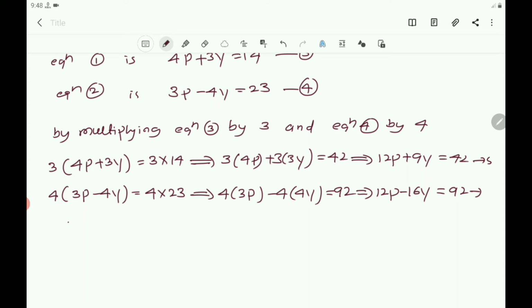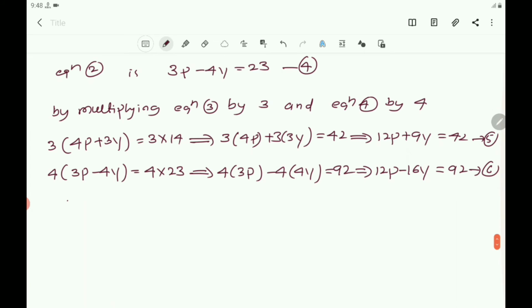So you consider this is the fifth equation and this is the sixth equation. Now here you got 12p. So to cancel it, you know that these two are having the same sign, so you must subtract one equation from the other. Here 92 is greater, which means you subtract the fifth equation from the sixth equation.